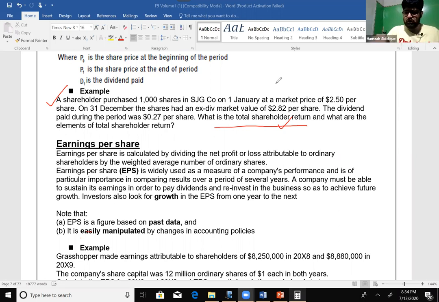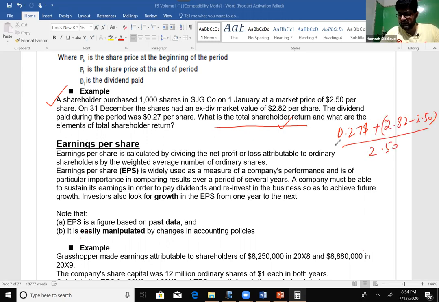Right. So the majority of you have got 23.6%. I can write over here how to solve it: $0.27 plus 2.82 minus 2.50, divided by 2.50. In this way, you will solve it. Anyway, it is done. Thank you. So let us proceed further.